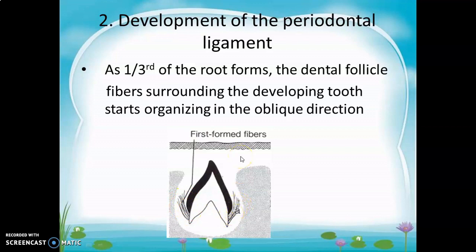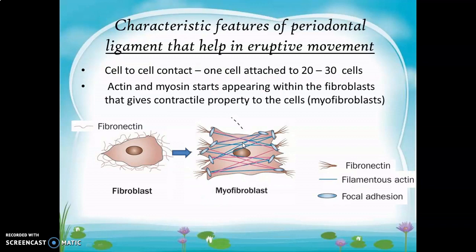The periodontal ligament has a very important role in eruption, and to facilitate eruption, a lot of histological changes occur in the periodontal ligament as well as the cells, the fibroblasts. One such important feature is development of cell-to-cell contact or intercellular adhesions, as you can see in this image. Thus, one cell makes contact with 20 to 30 adjacent cells.